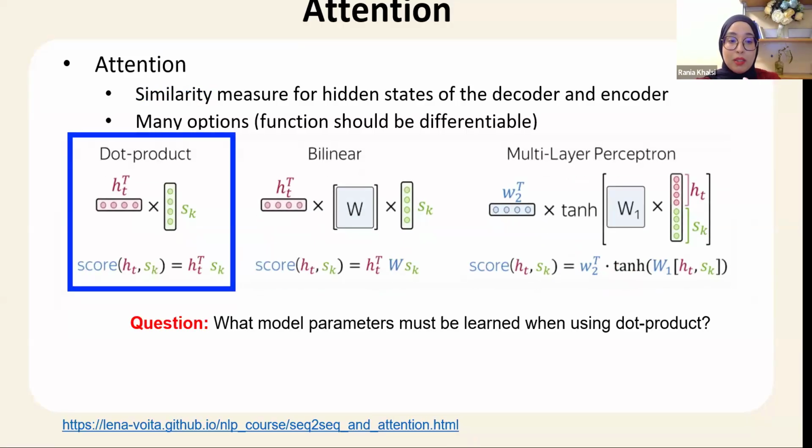What model parameters must be learned when using the dot product? We start with the dot product, and by answering this question we will probably converge towards the final response. So, what model parameters must be learned when using the dot product? If you want, pause the video and try to think of it.